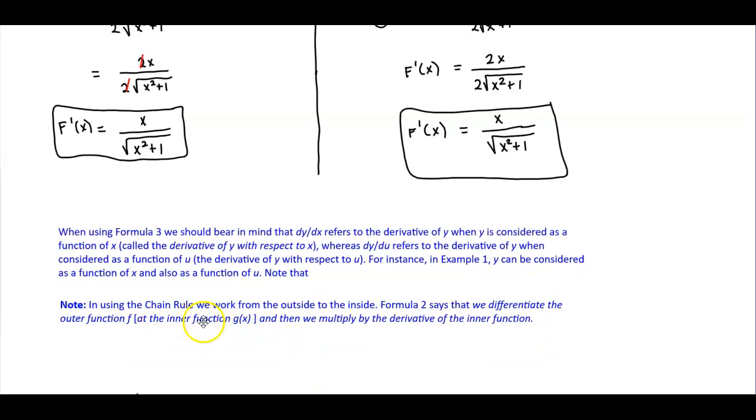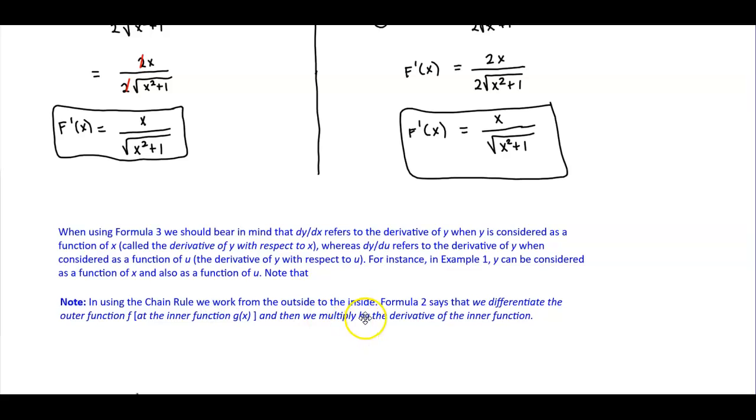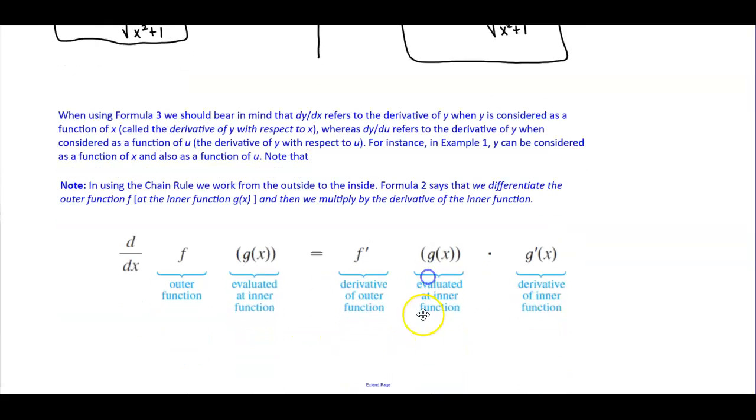Now, in using the chain rule, we work from the outside to the inside. So formula 2 says that we differentiate the outer function f at the inner function g of x, and then we multiply by the derivative of the inner function. So this is what we're saying here. We have d over dx, so the derivative with respect to x, of the outer function f evaluated at the inner function g of x, is equal to the derivative of the outer function f prime evaluated at the inner function g of x, times the derivative of the inner function.